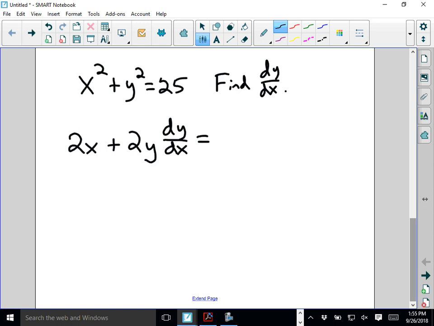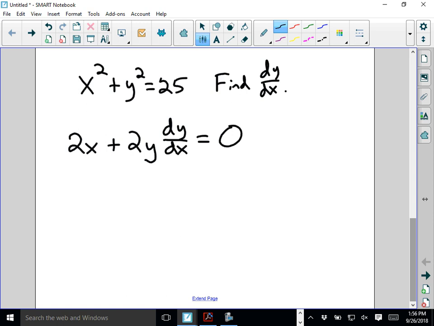Lastly, I have to do the derivative of 25. Well, what happens when we take the derivative of a constant? The derivative of 25, it's just a number. The derivative of a number is always 0. So we've completed steps 1 through 3. We remembered to use all of our rules. We did the derivatives of x's normally. We did the derivative of y. When we did that, we tacked on dy dx. And the derivative of 25 was 0.